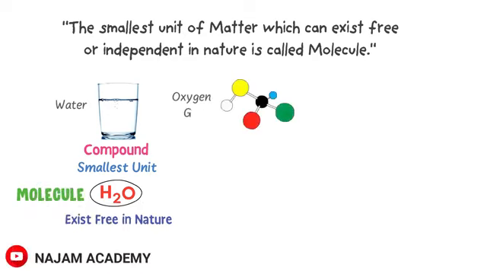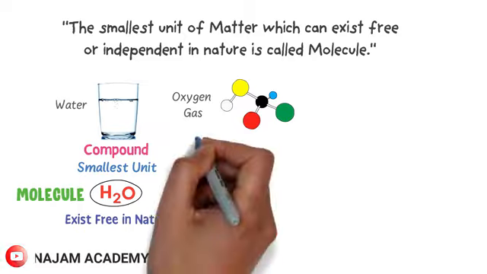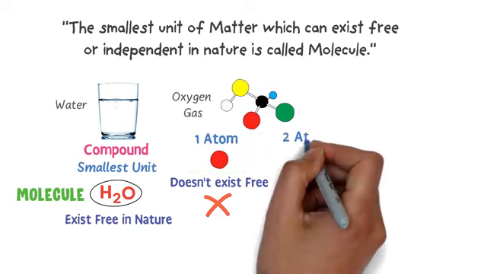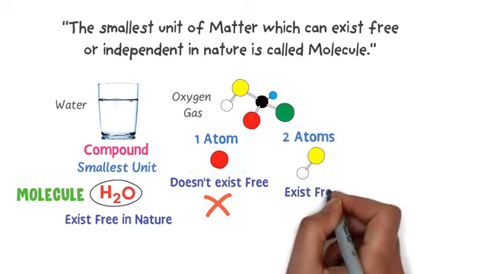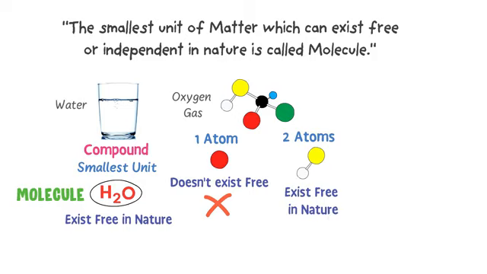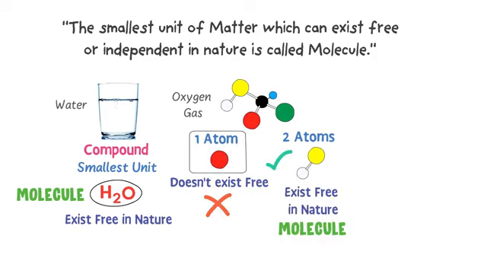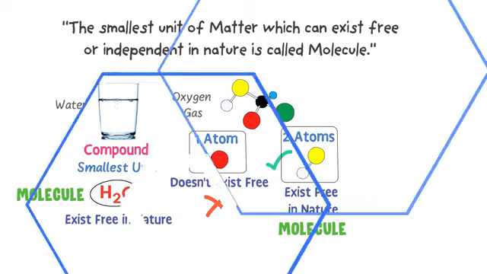Secondly, consider oxygen gas. If I take only 1 atom of oxygen, it doesn't exist free or independent in nature. So 1 atom of oxygen is not a molecule. If I take 2 atoms of oxygen, they exist free or independent in nature. So it is a molecule of oxygen. Thus remember that a single atom of oxygen is not a molecule, but 2 atoms of oxygen combined together chemically is a molecule of oxygen.